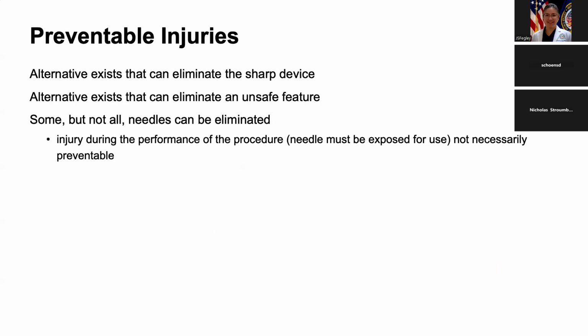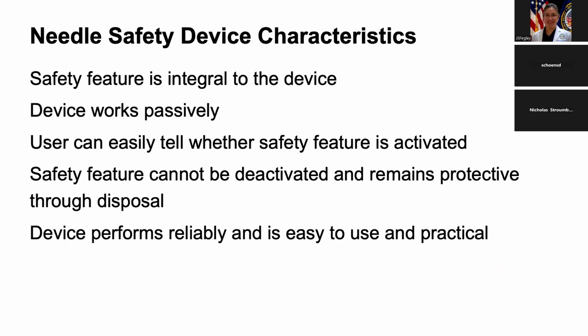I'll skip through some of this. Needle safety device characteristics. Safety features are really integral. The device works passively. You can tell if it's an activated or non-activated device. And we periodically review this. So if you're in a case and you say, hey, this device is awful, I can't retract it, or it's not doing what it's supposed to do, we do want to know about that. So let us know when we can review these things, so another event does not happen.